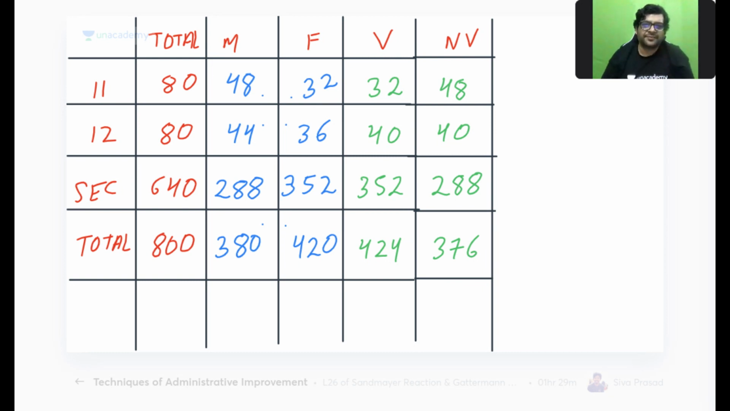Are you guys okay with these numbers? 32, 48, 40, 40, 352, 288, 424 and 376 for veg and non-veg, as well as for male and female. The problem with this is, if someone asks me how many veg are there, I can answer. If someone asks me how many male vegetarians are there, can you tell me that? I cannot, because I don't have the overlap of these things with each other.